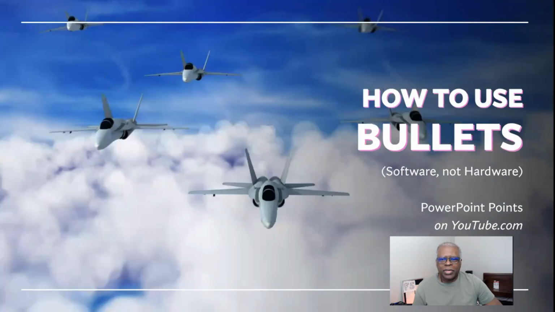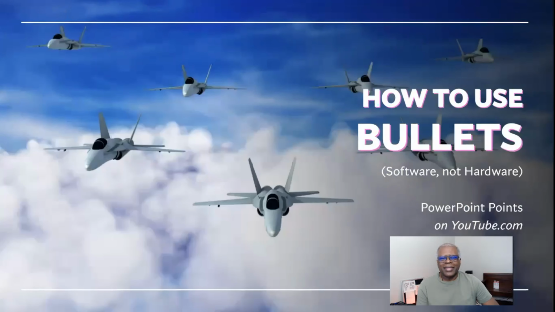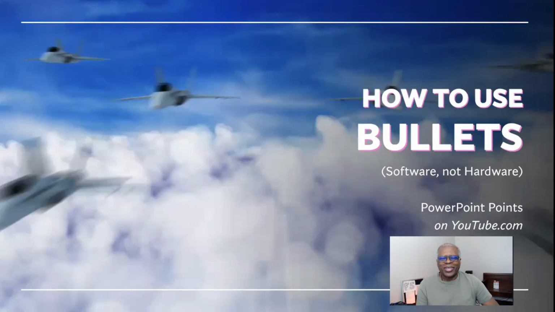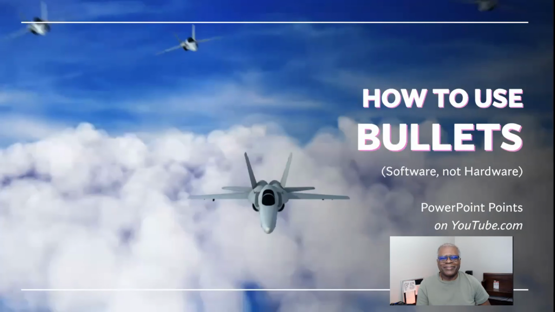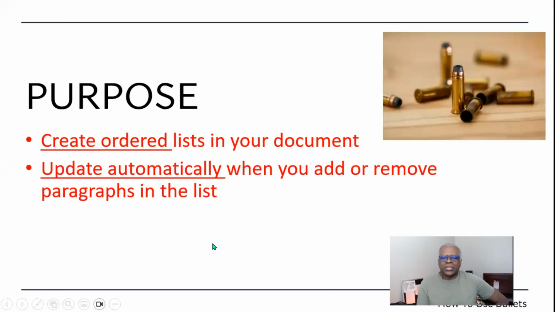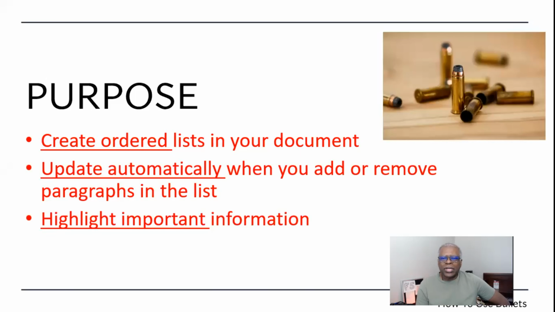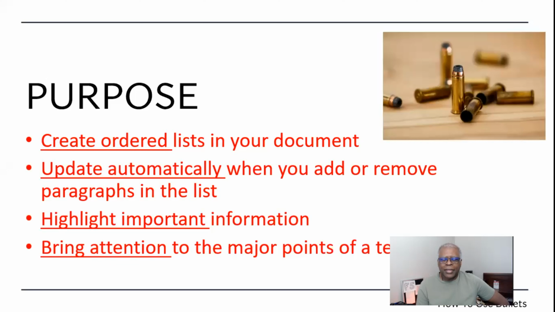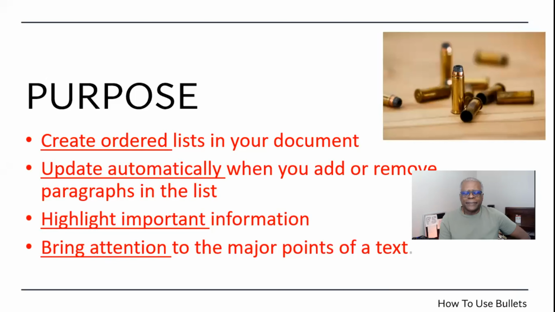Today's topic is going to be on how to use bullets, the software version, not the hardware type. The purpose of bullets, as you can see, is to keep your list in some type of order. PowerPoint and Word will update automatically whenever you add or remove items in your list. It will also highlight the importance of the items, and it will bring attention to certain points of the text.